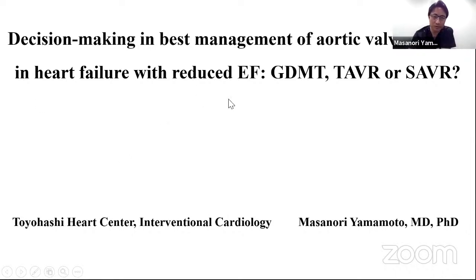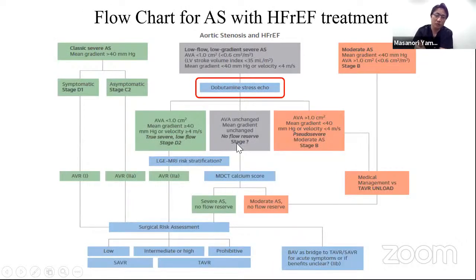It is such a privilege to have an opportunity to present here. Thank you very much. So, first of all, this slide shows a flowchart for aortic stenosis with heart failure with reduced ejection fraction treatment.